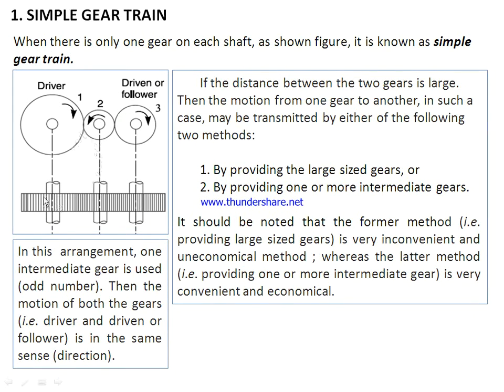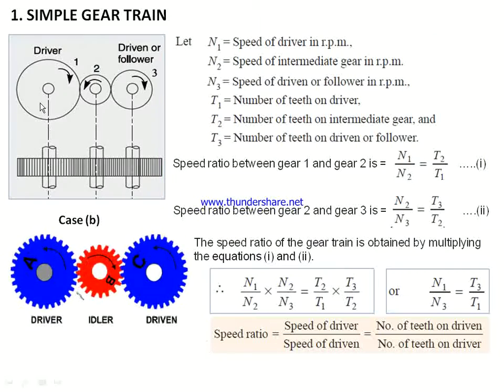Now in this particular figure, one intermediate gear is used. One means it is odd in number. Then the motion of both the gears, that is driver and the driven, is in the same sense, meaning they rotate in the same direction when only one intermediate gear is used.